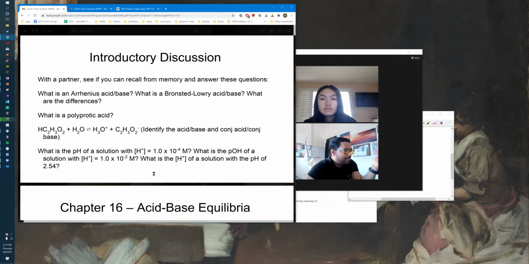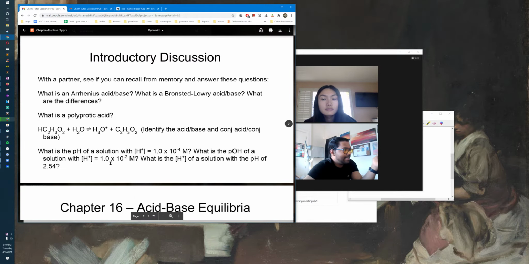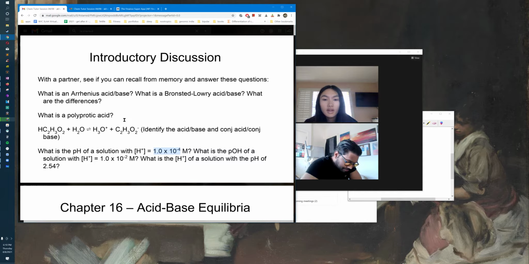Okay, for instance, in the first slide, it says, what is the pH of a solution that has an H plus concentration of 1 times 10 to the negative 4? So, what do you think? How would you do that? You would plug the concentration into the negative log.